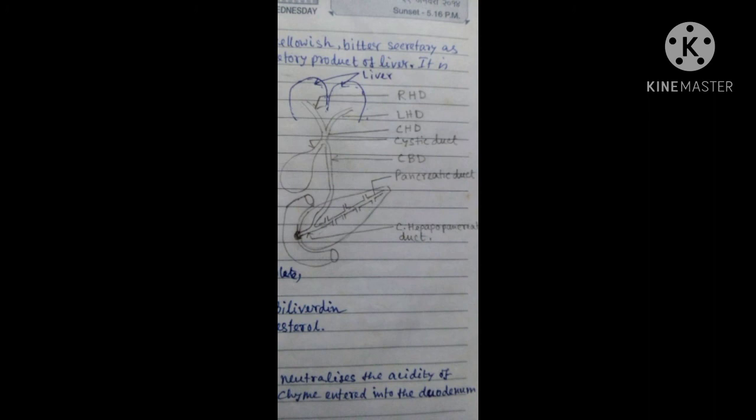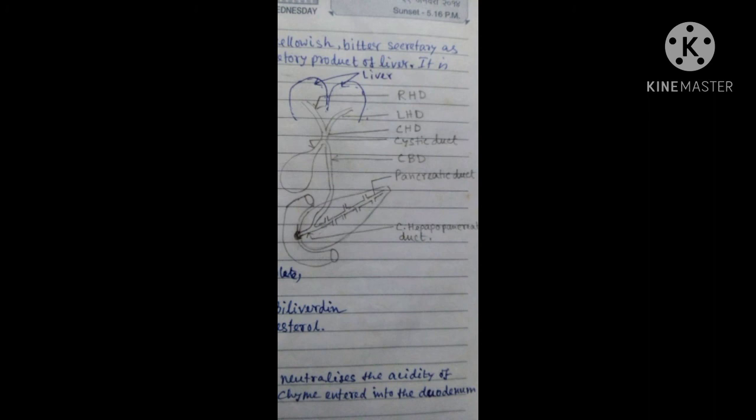Various types of digestive enzymes are present: amylase, trypsinogen, lipase, elastase, collagenase. These are the enzymes present here, and also polypeptidase and chymotrypsinogen are also present in pancreatic juice.